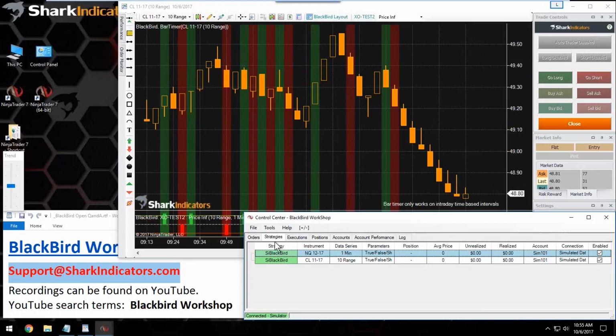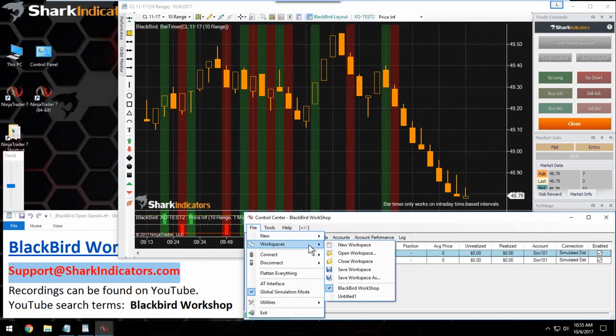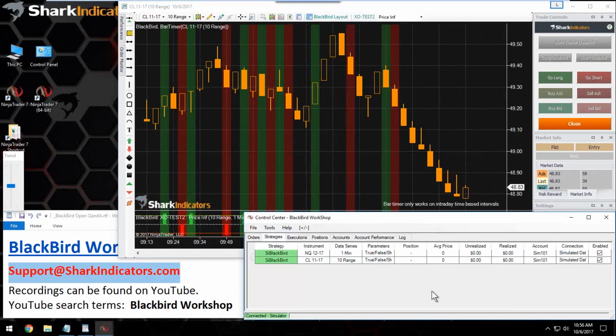and even workspaces that you have opened in the background. Those all require computations as well. So you've got to take the grand total of everything that NinjaTrader's running, whether it's running in the background or in the foreground. You've got to add it all up, and that's what sets the limits of how many Blackbirds you can have running.